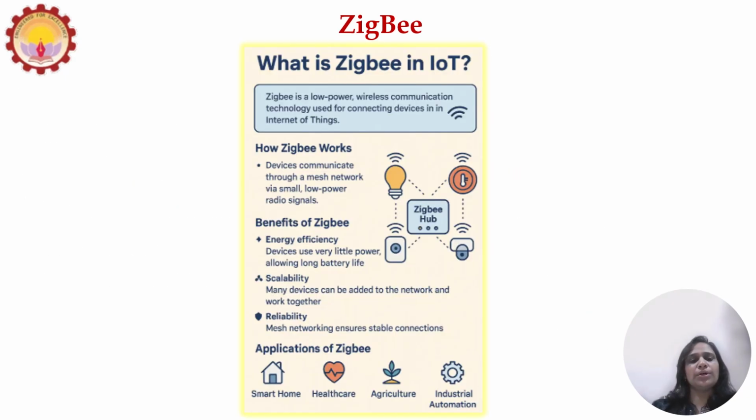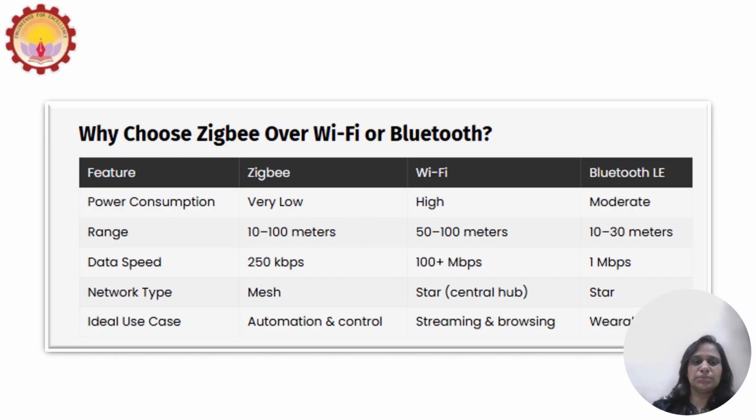So in short, how does this ZigBee work? Communication happens through a mesh network via small and low power radio signals. The benefit of this ZigBee is that it is energy efficient, scalable and reliable. Most applications like smart home, healthcare, agriculture and industrial automation, everywhere ZigBee is used. So basically ZigBee is a low power wireless communication technology used for connecting devices in IoT.